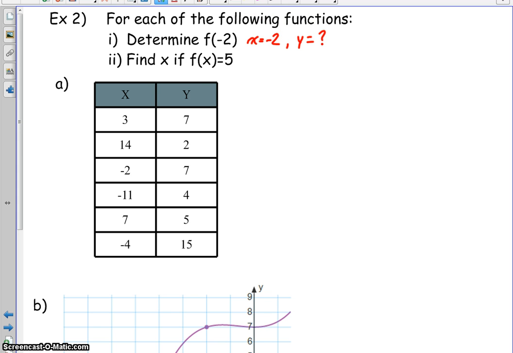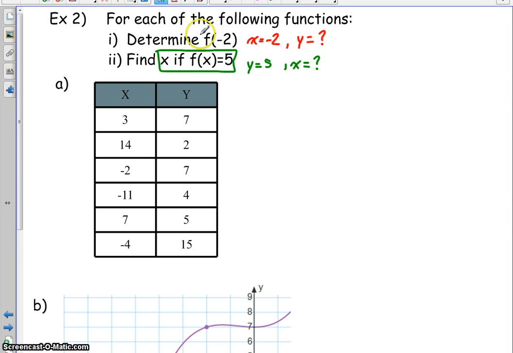And the second thing it's going to ask us to do is to find x if f of x equals negative 5. We haven't seen a question asked quite like this before, but what it's telling us is that the whole value of the function, i.e. the y value, is equal to 5. And it's asking us to find the x value that makes this happen.